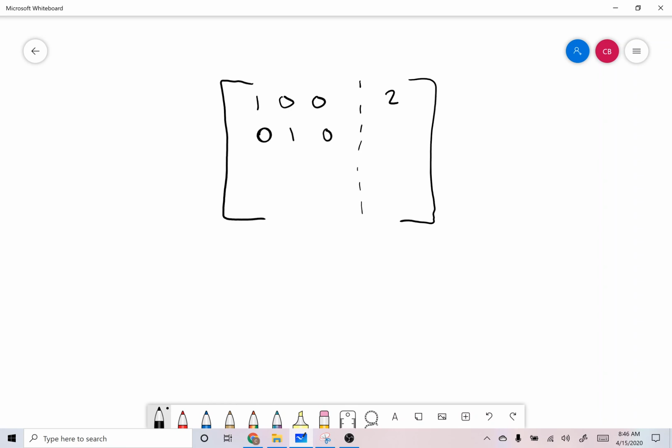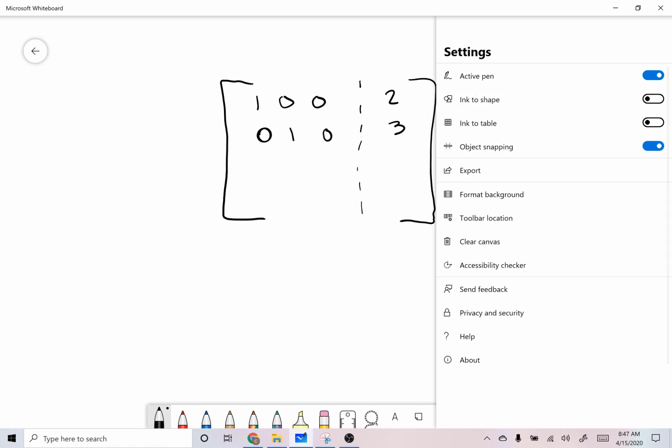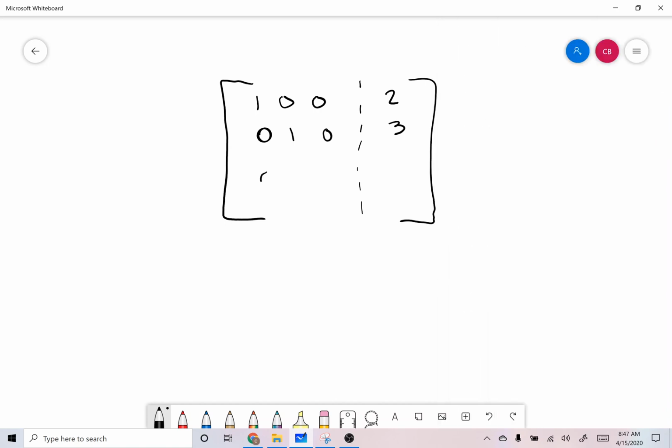0 1 0 3, and let me erase that real quick, and let's say you get the following: 0 0 0 2. Okay, and I don't want this to be that. I'll just put 0 there. So we have the following matrix.